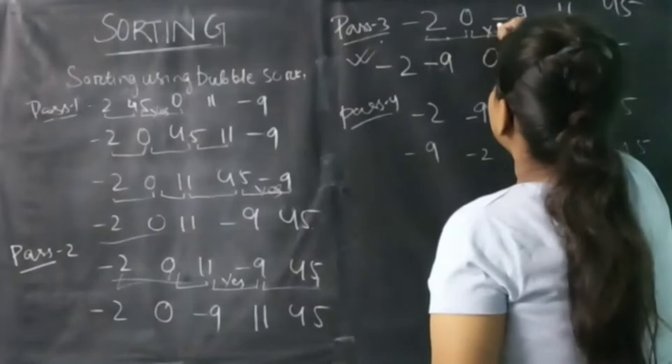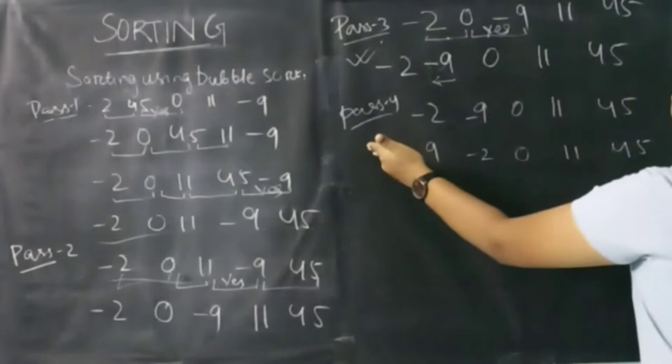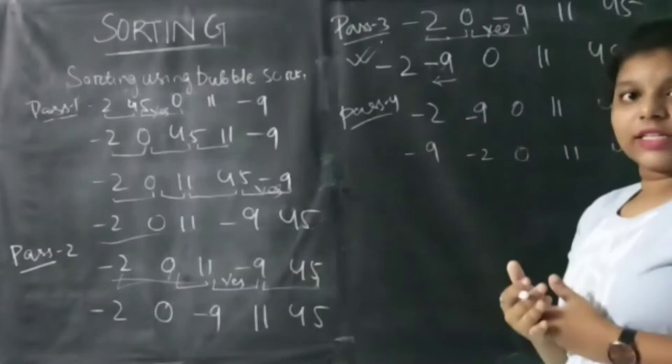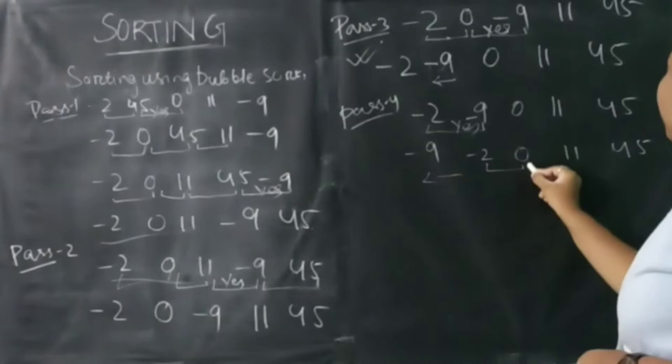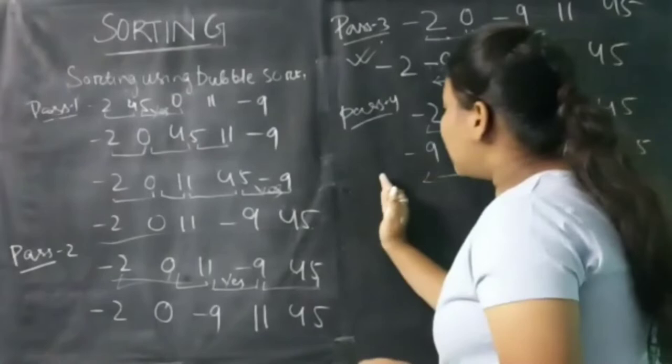Okay, now we'll go to pass 4. Here -2 and -9: you know that in integers -2 is greater than -9, so yes, there is a swapping, and -9 has moved this side. Now you can compare: -2 is less than 0, 0 is less than 11 and 11 is less than 45, so it goes in ascending order.